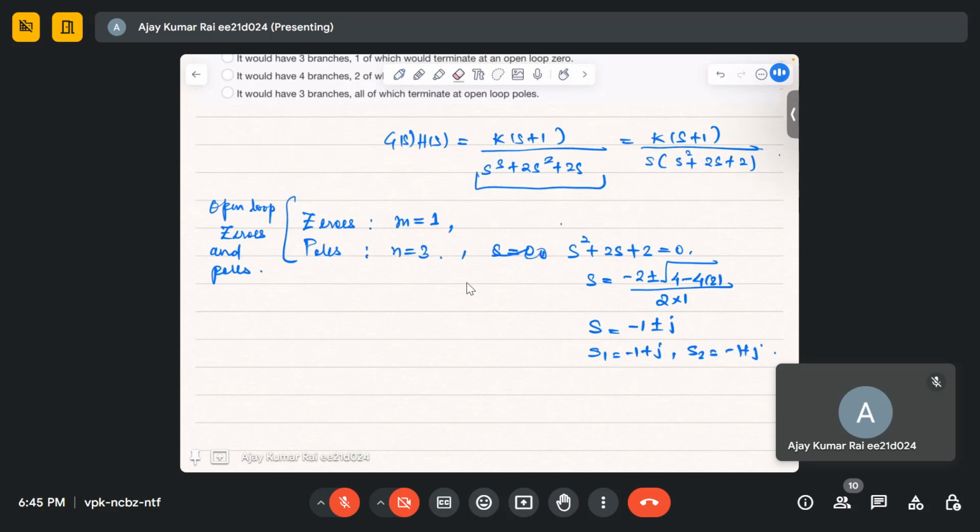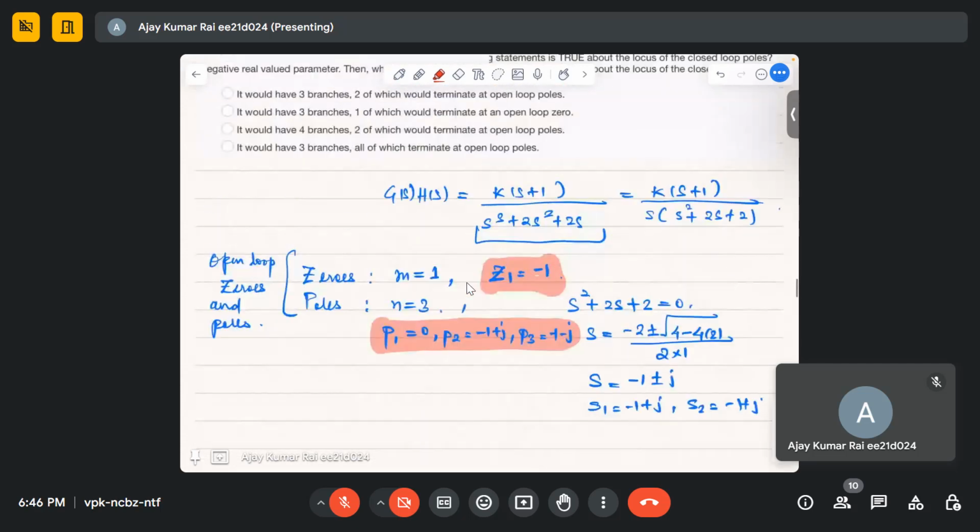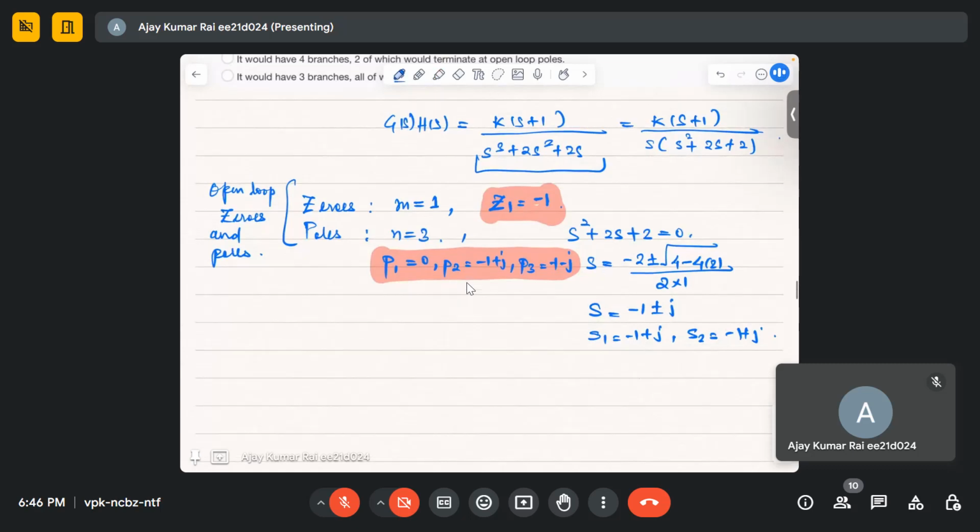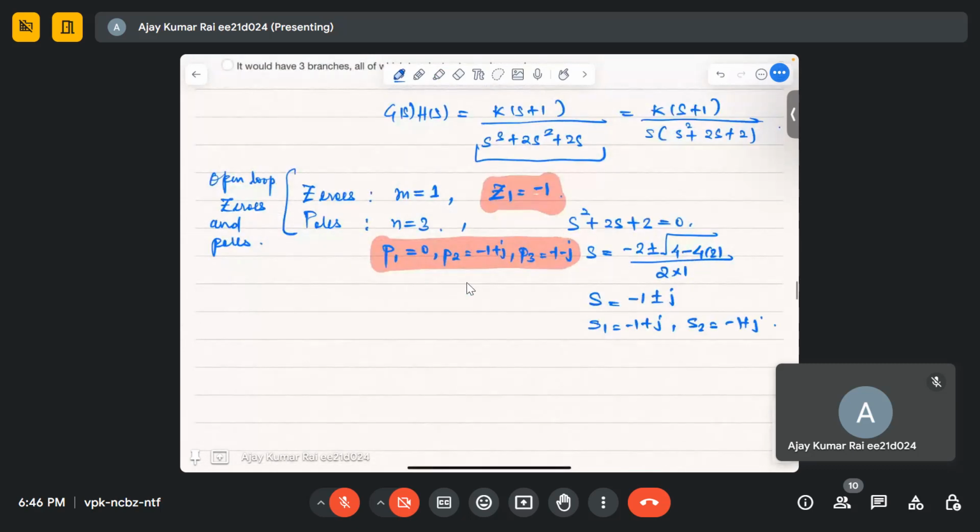So here let me write like this. z1 is minus 1, and the poles: p1 is 0, p2 is minus 1 plus j, and p3 is minus 1 minus j. Let me highlight this. So this is one zero, and these are three poles. And how many root locus branches will be there? So we know the total root locus branches. So tell me the answer. Let's see.